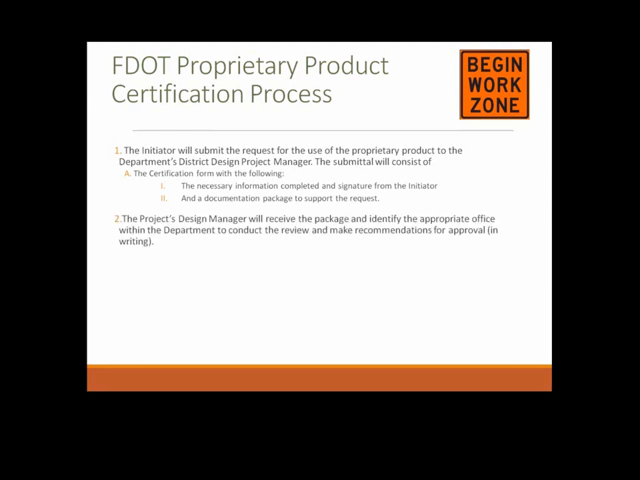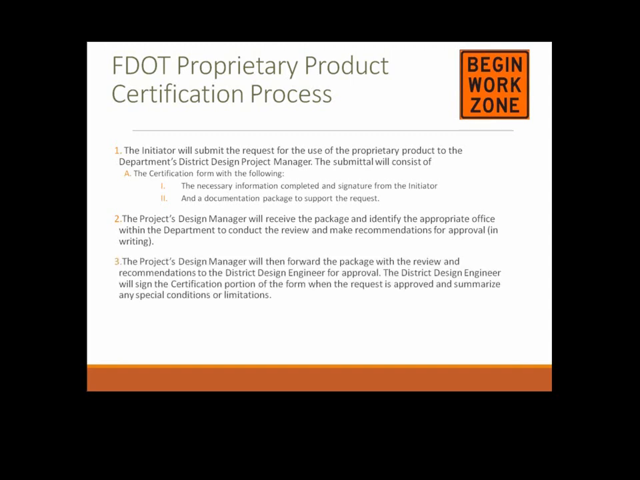The form is also being developed as part of this process, so you will have both the procedure and the form to use. The next thing that happens is the project design manager receives the package, and if the request is for something that they need specialty review for, it's an ITS item, it's a drainage item, something like that, then they will submit that to the appropriate office within the department to assist with the review, and that office will make their recommendation for approval. This needs to be in writing because of the next step, and that is the whole package is forwarded to the district design engineer, and the district design engineers have told me make certain that those recommendations are in writing because they don't want to have to run them down. So that comes from the district design engineers. The district design engineer is the one who signs the form for the department.